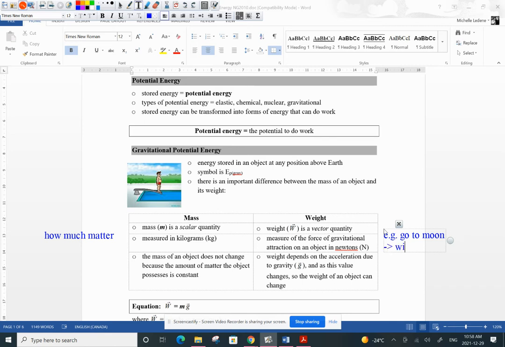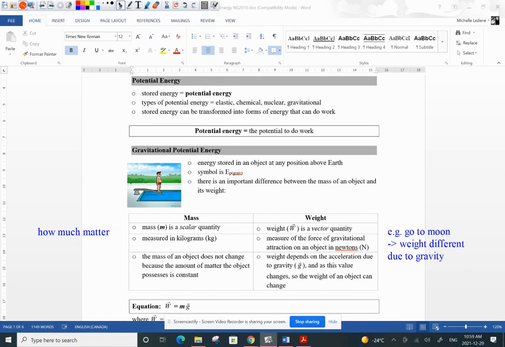Your weight will be different on the moon than on the earth because there's a different gravitational field. So it's a vector. Mass is just how much matter there is. Say I'm 100 kilograms. When I go to the moon, it's not just how much mass I have, but my weight based on the amount of gravity. There's a different amount of gravity on the moon than on the earth. So you're still the same amount of matter, but your weight will be different.